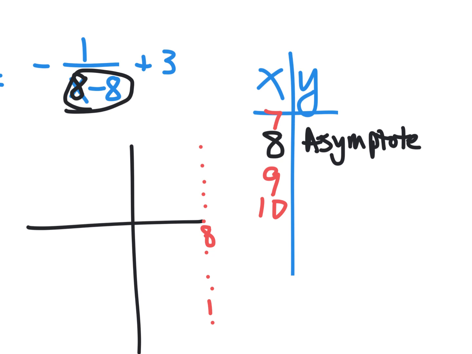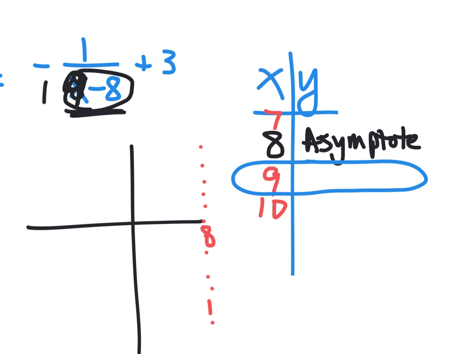All right, so here's me putting in 9. 9's going to work pretty good. So I put a 9 here. 9 minus 8 is 1. 1 divided by 1 is 1. Then I make it negative, so it's negative 1. Negative 1 plus 3 is 2. We had 9 comma 2. Awesome. Now look where that is. 9 comma 2 is up there.